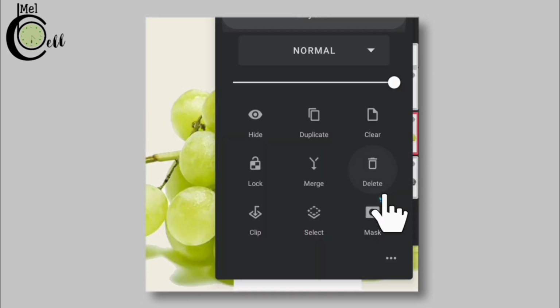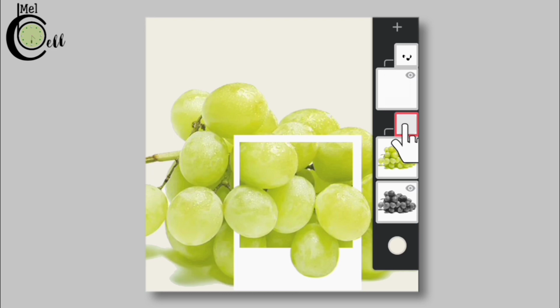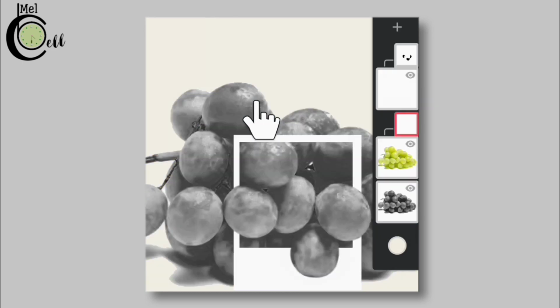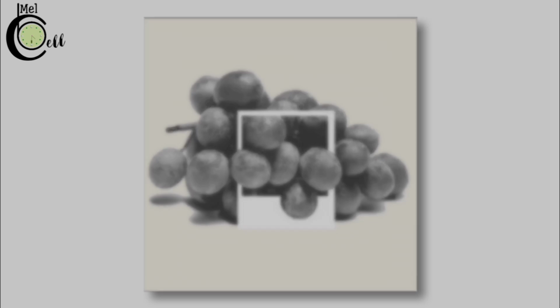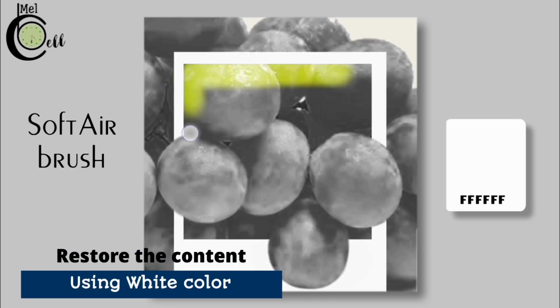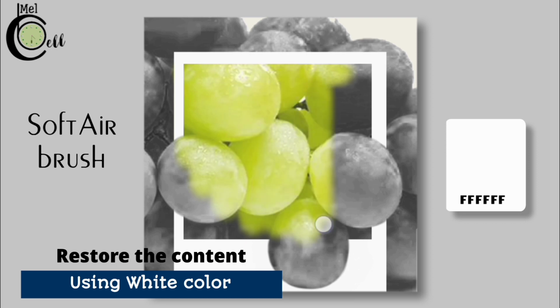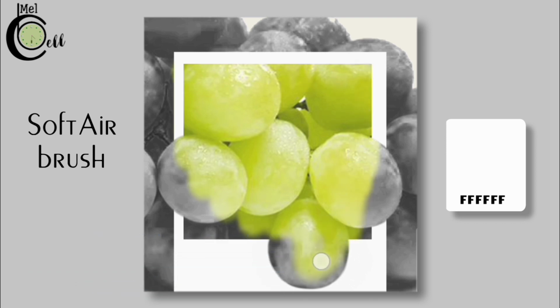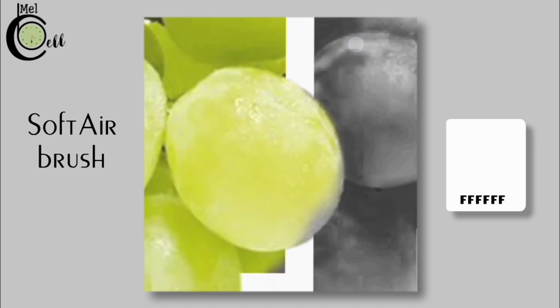Now go to the Grapes layer and add a mask to this layer. Select the mask layer and tap on Fill. Now use white color to restore the content. And it's done.